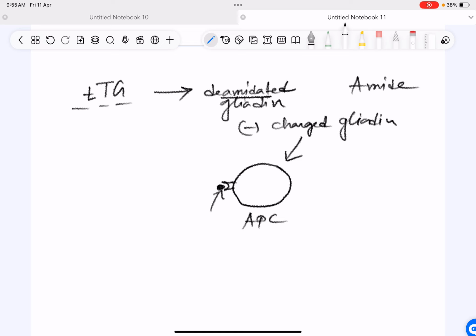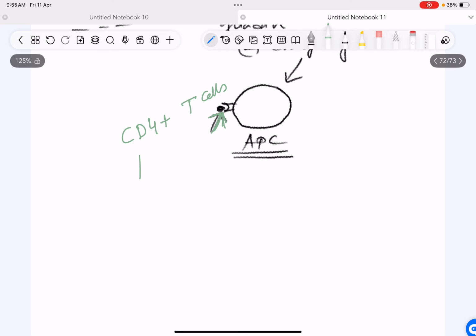Suppose this is the deamidated gliadin. This deamidated gliadin will be taken up by the antigen presenting cells and it will be expressed on their surface, and the immune response will get triggered because this antigen presenting cell will present it to the CD4 plus T cells. This deamidated gliadin will be presented to the CD4 plus T cells, and they will activate further cells, which will result in the inflammatory response.